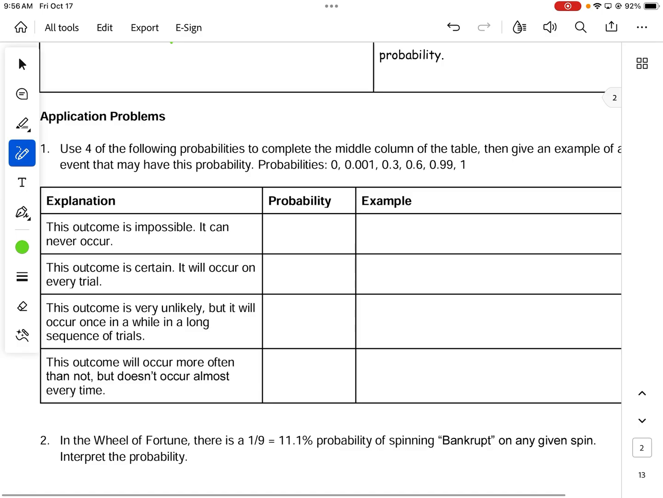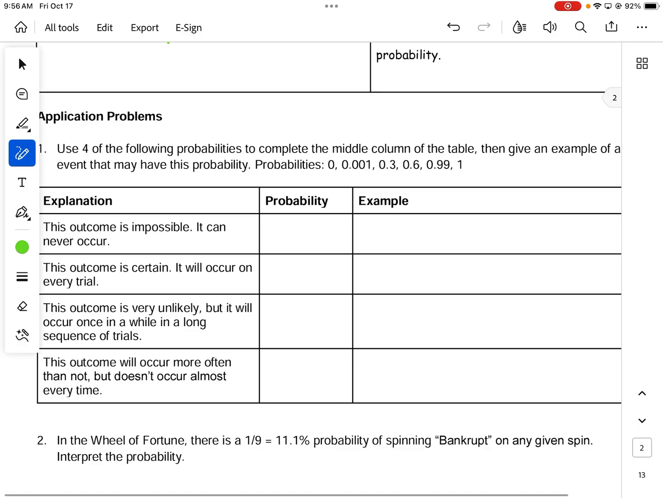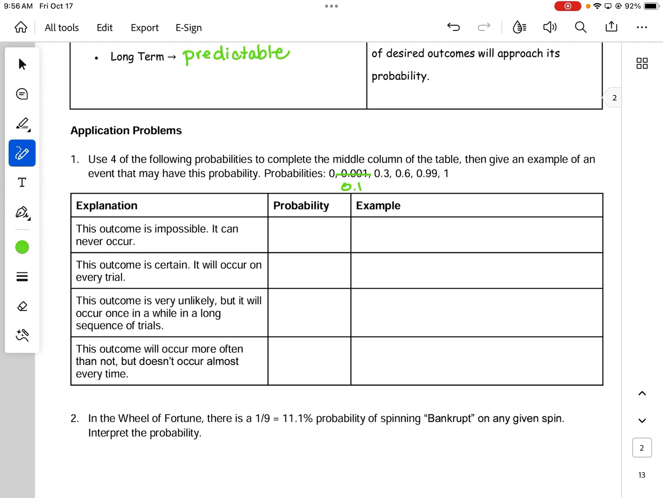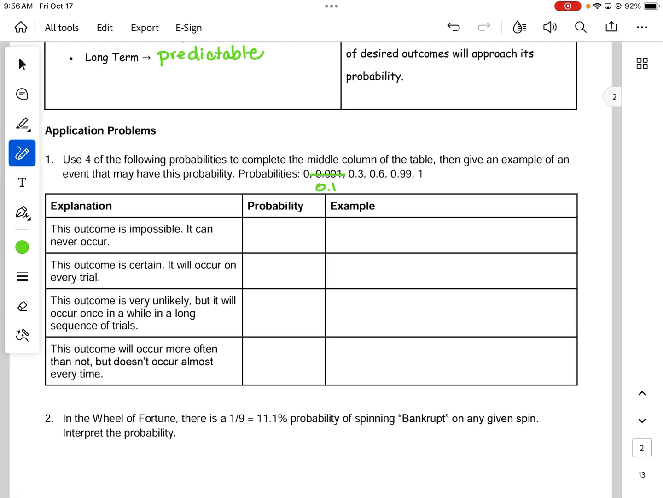So let's talk about probability. I am going to use 0, 0.1, and then 0.3, 0.6, 0.9, and 1. So I'm just changing that one. Use 4 of the following probabilities to complete the middle column of the table. Then give an example of an event that may have this probability.